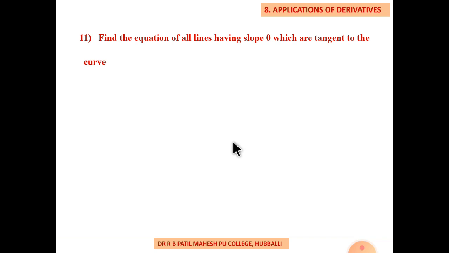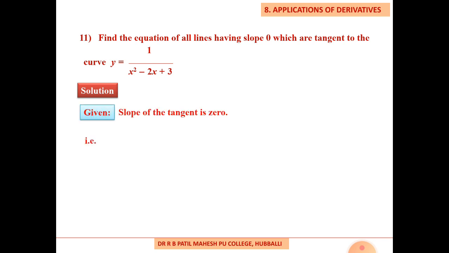Next, example number 11. Find the equation of all lines having slope 0 which are tangent to the curve y equals 1 by (x square minus 2x plus 3). The same method applies; the only difference is that the equation of this curve is y equals 1 by a quadratic term. In this example, first you start with the slope of the tangent being 0, so dy by dx equals 0. Now differentiate the given term with respect to x.